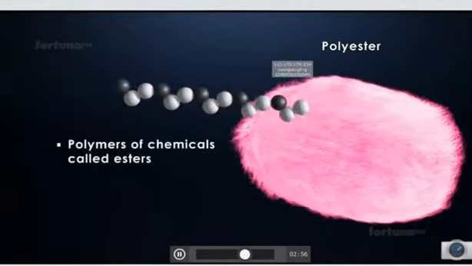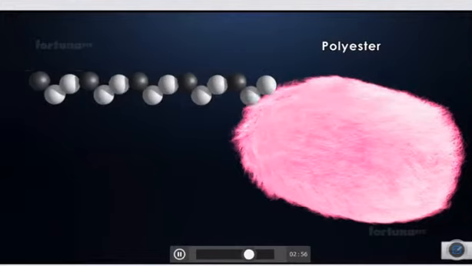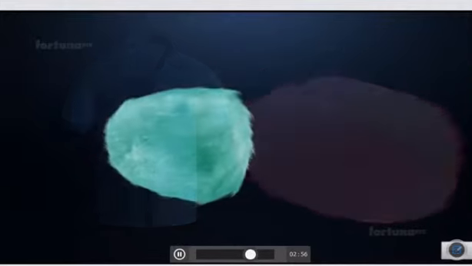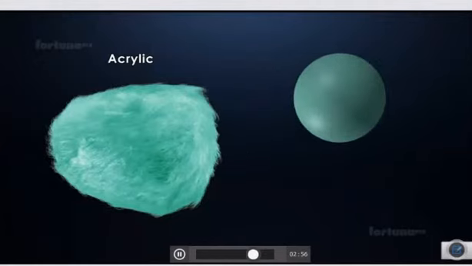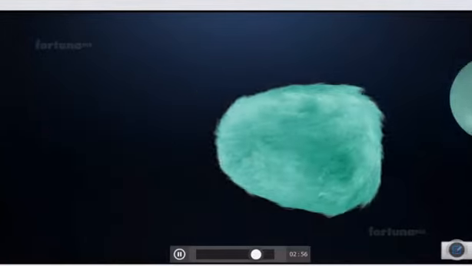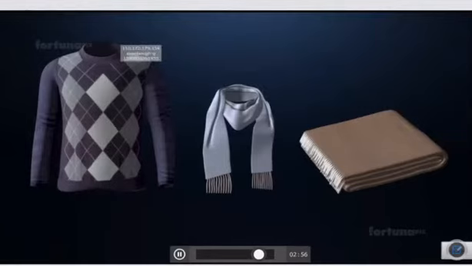Polyester fibers are polymers of chemicals called esters. These fibers are stronger and softer than nylon, making them ideal for use in a wide variety of clothing, particularly shirts. Acrylic is a synthetic fiber made from the chemical acrylonitrile. Its fibers are strong, soft, light, and wool-like. Because of its warm nature, the fibers are used in making sweaters, shawls, and blankets. Synthetic fibers are strong, light, soft, durable, quick-drying, and moth-resistant.